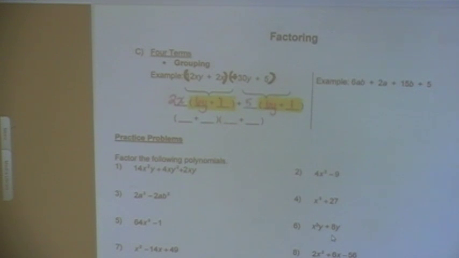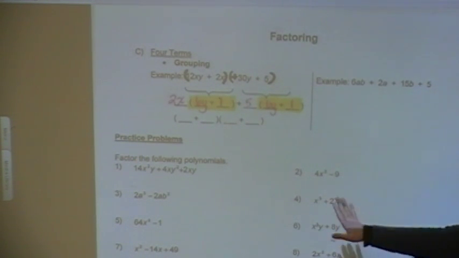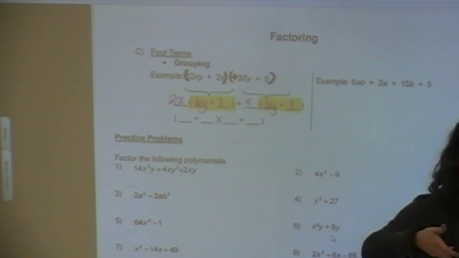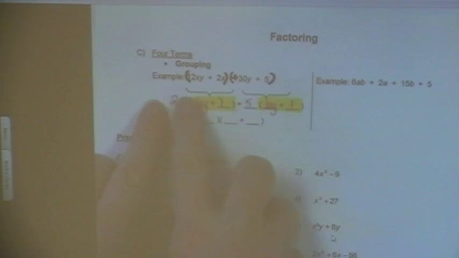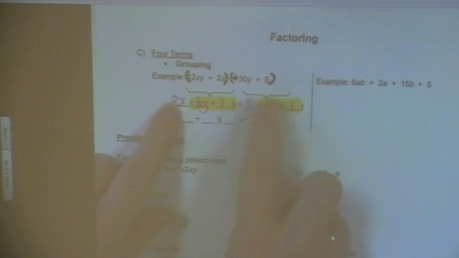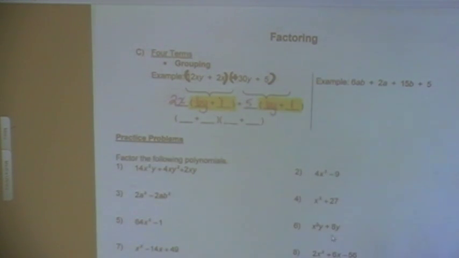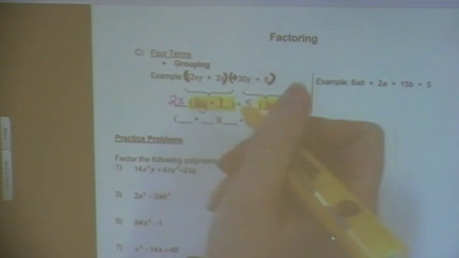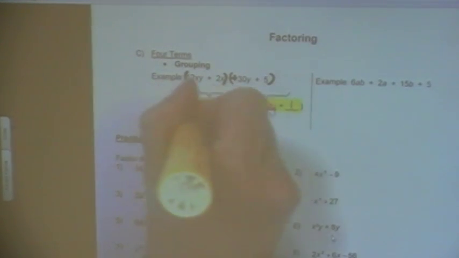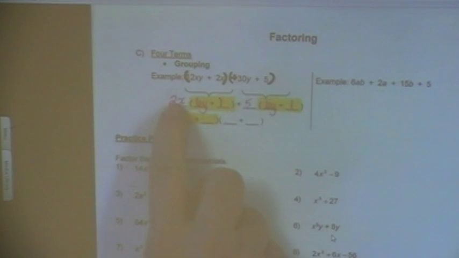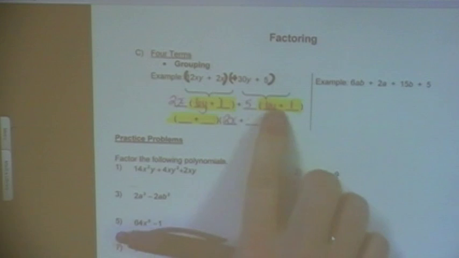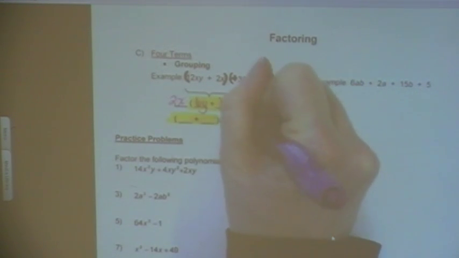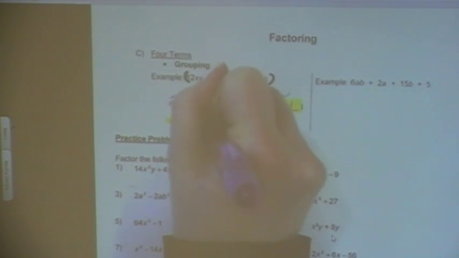Okay, so what you do now, if you look at it, because these two things are the same, they are actually the GCF of the whole problem. This yellow piece is in common with this term, and this yellow piece is in common with this term. So I can factor out that yellow piece and put it in front. If I factor a yellow piece out of here, it would leave me a 2x. And if I factor a yellow piece out of here, it leaves me a 5. And that yellow piece is actually 6y plus 1.